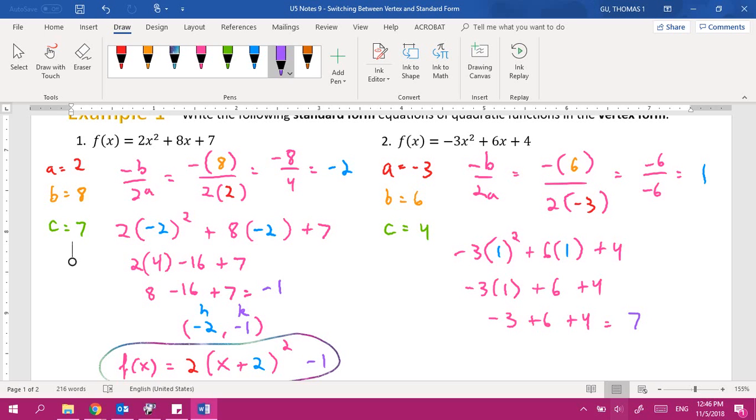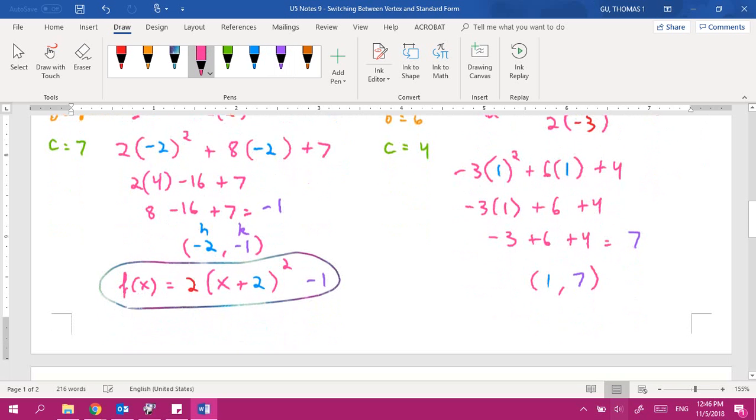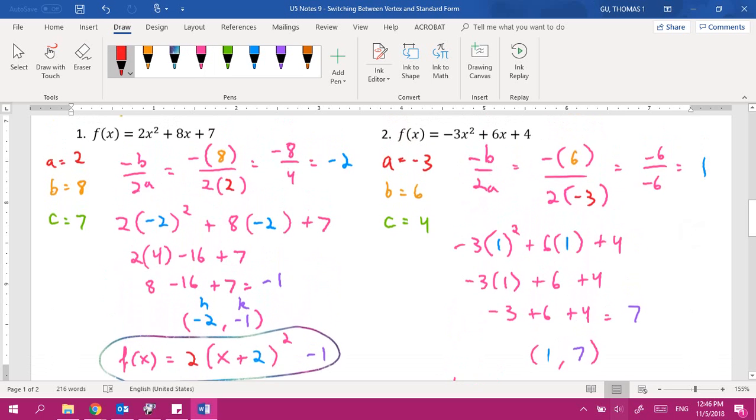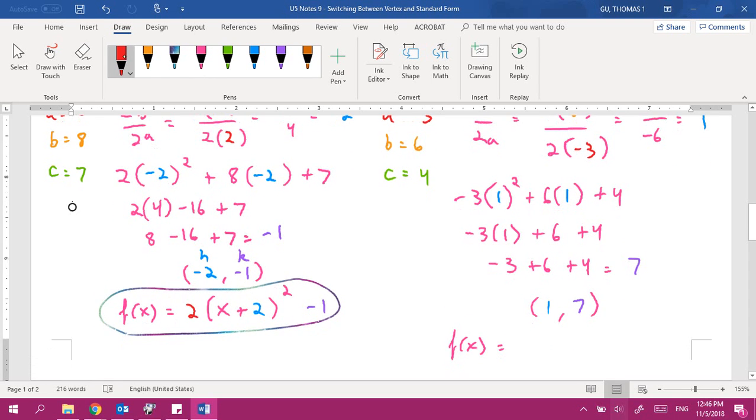All right, so the vertex is parentheses 1, comma 7. Very good. So we know it's h and k. And so what will my final answer be then? F of x equals? What is the a value here? Negative 3, that's right. So it's going to be negative 3, x minus 1, very good. Squared, yeah, don't forget the squared. Plus 7, and that is correct. There we go. Very good.